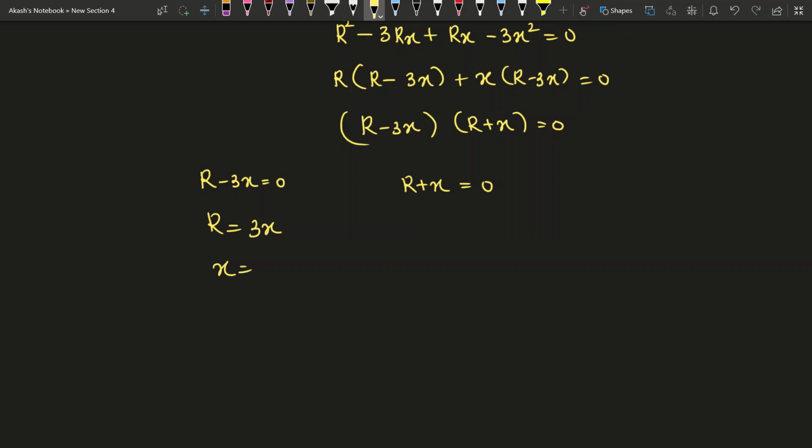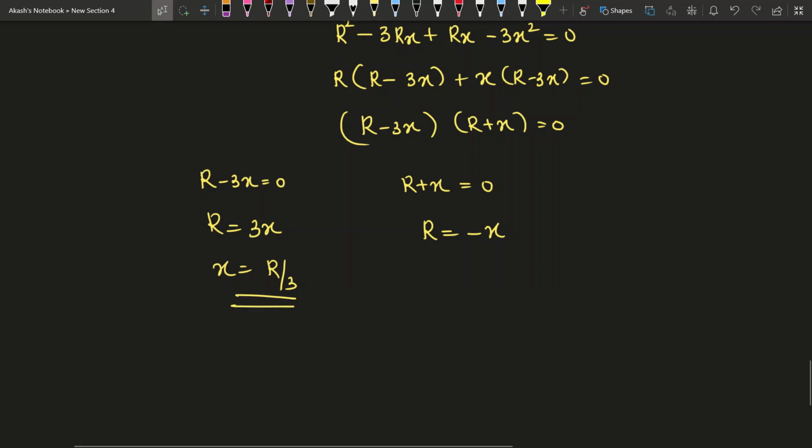That is x will be equal to r by 3. Here r plus x equal to 0, that means r is equal to minus x. But we know that the negative value cannot be taken because they are measurements. So the only possibility is x will be equal to r by 3. Okay, that we got.